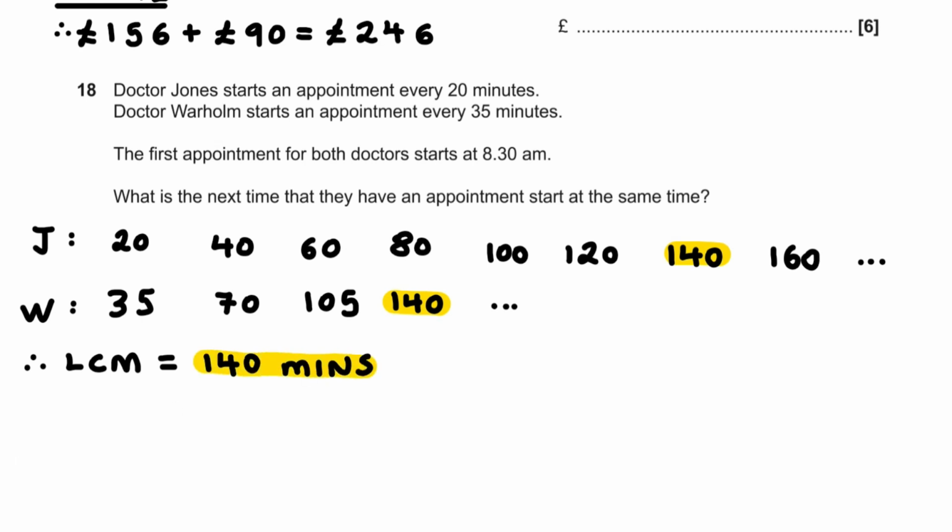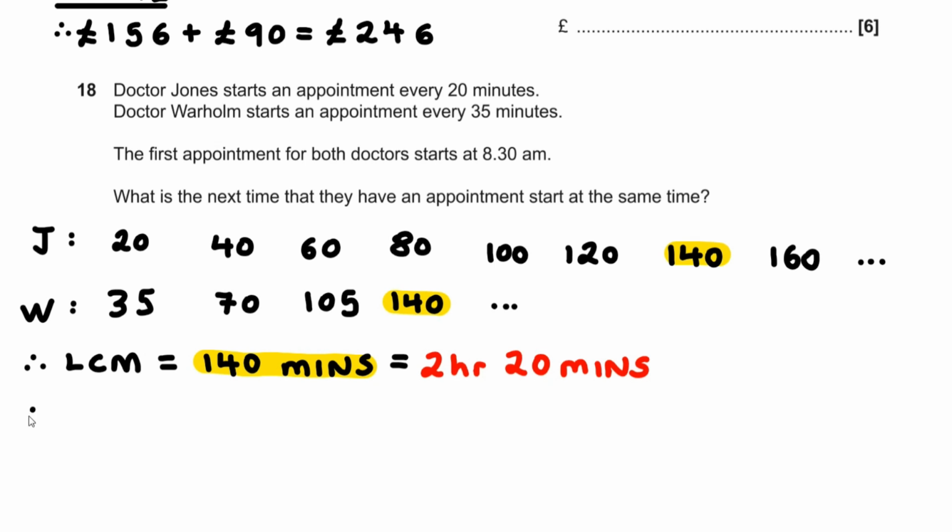So what is 140 minutes equal to? That's equal to 2 hours, 20 minutes. So they have an appointment at the same time every 2 hours and 20 minutes.